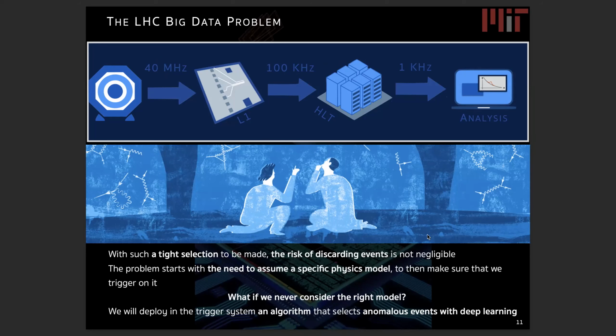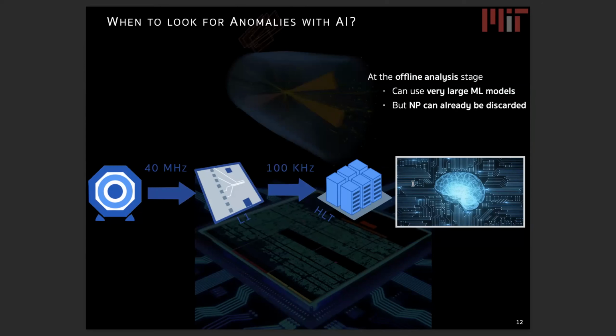So the idea is that we can use machine learning and search for anomalies directly in the trigger. Of course, first, what people have already been doing is applying machine learning algorithms to search for something in an unsupervised manner in the offline analysis. And you can use however complicated large machine learning models you like. But as I mentioned, it can very likely be that you already throw away potential new physics somewhere in your pre-processing trigger system, right? So people are still doing machine learning offline, but it's not the full potential of the data that we have, right?